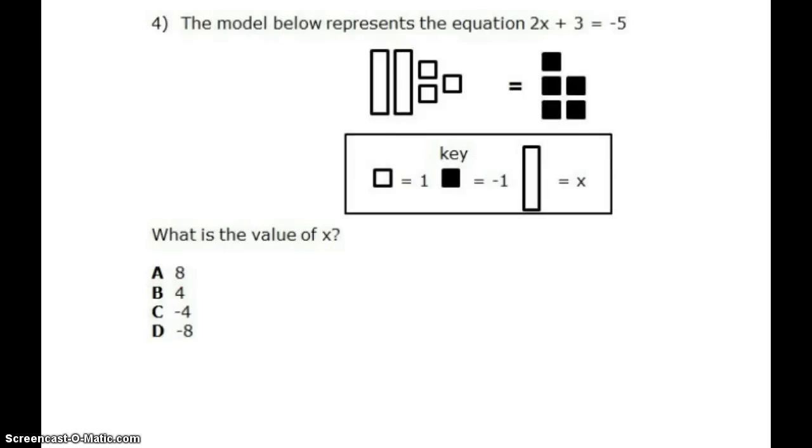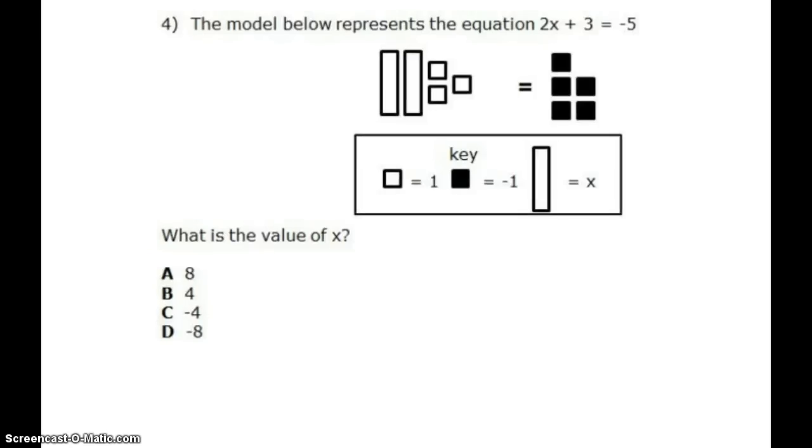Last problem before you take a break. The model below represents the equation 2x plus 3 equals -5. Solve, and we will go over it. Notice your key. Each of these open circles represents a positive, this is a negative, and this is an x.